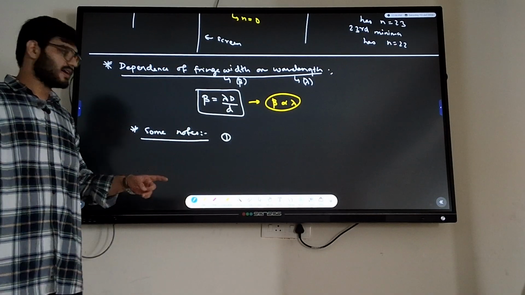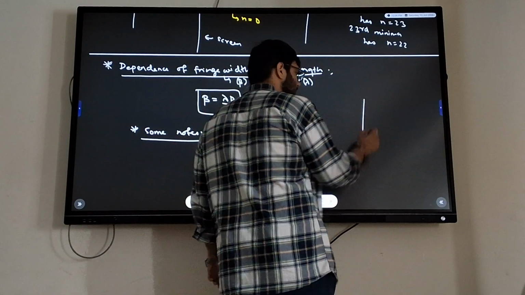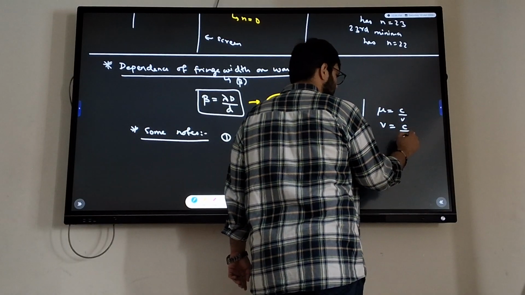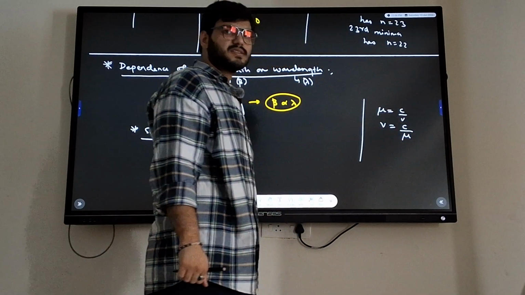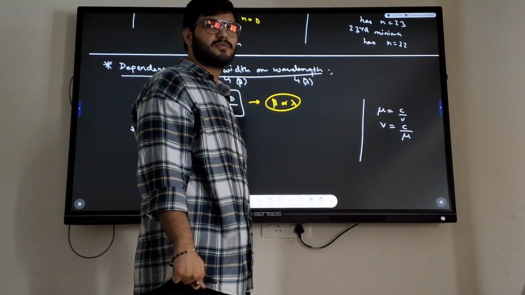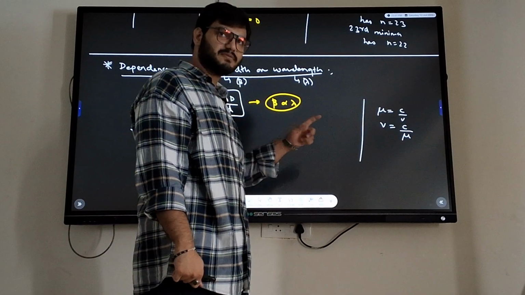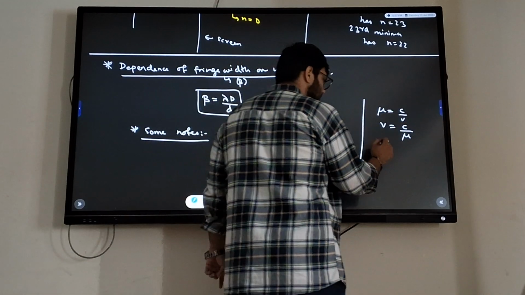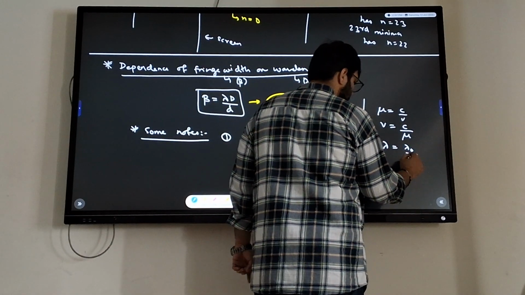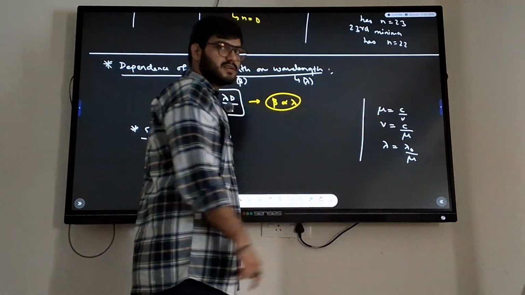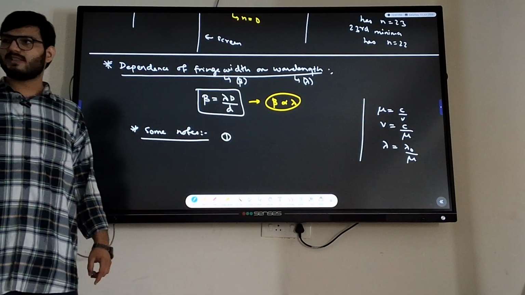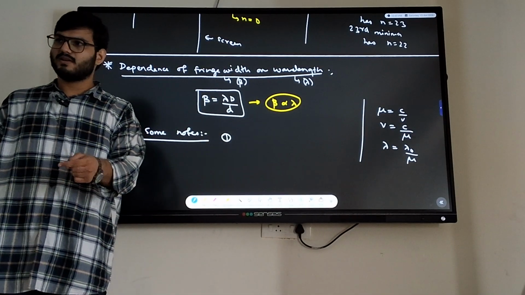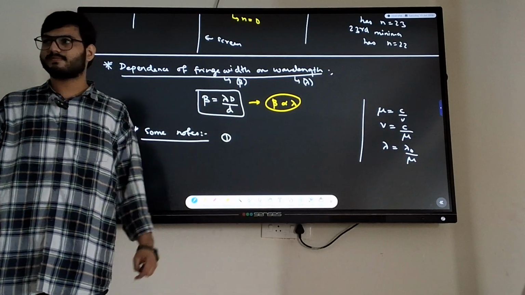Yes, because if you remember the definition of mu, C by V, that means V is equal to C by mu. Light waves, the frequency doesn't change when you go from one medium to another. That means wavelength has to change, no? V equal to F lambda. So that means lambda becomes lambda naught by mu. We have already discussed all of it. So when the light rays are going through a medium of refractive index mu, the wavelength gets decreased by that factor.